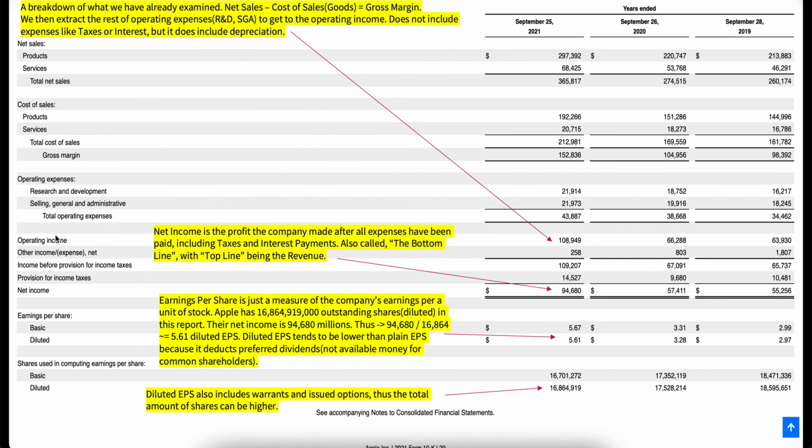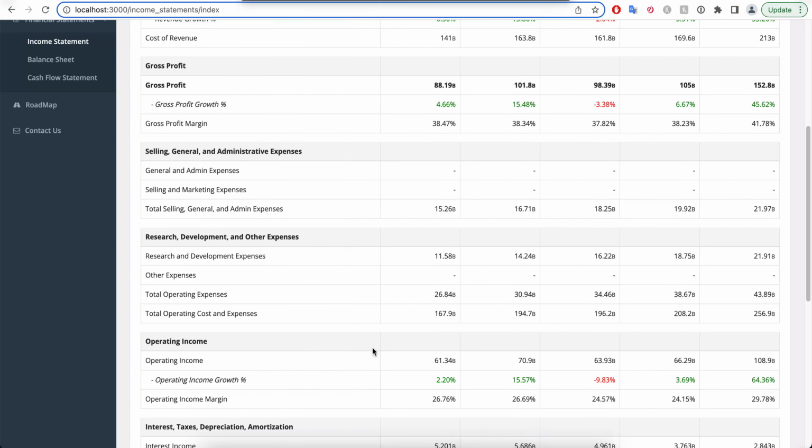So take a look at the operating income over here. The income from operations, again, a breakdown of what we have already examined, right? Net sales minus cost of goods equals gross margin. We then extract the rest of operating expenses, because remember, the company also has other expenses like research and development here, or selling and administrative expenses. We extract those as well from what we already had, and now we're getting our operating income, 108.949 billion over here. So let's go back to our tool. Operating income, 108.9 billion, exactly what you're seeing in the form.